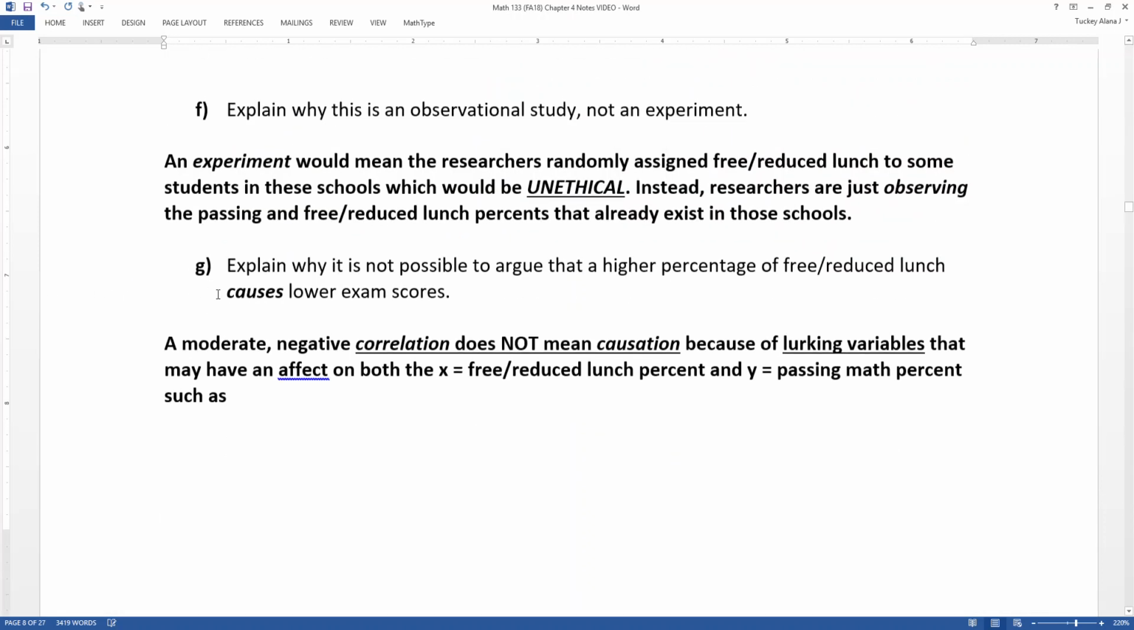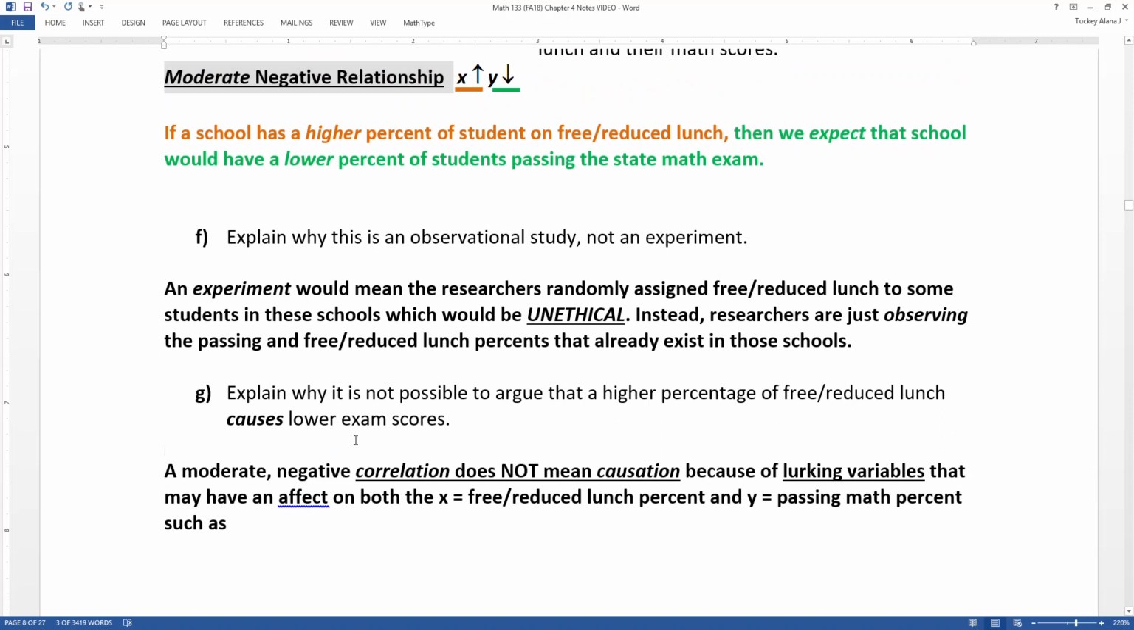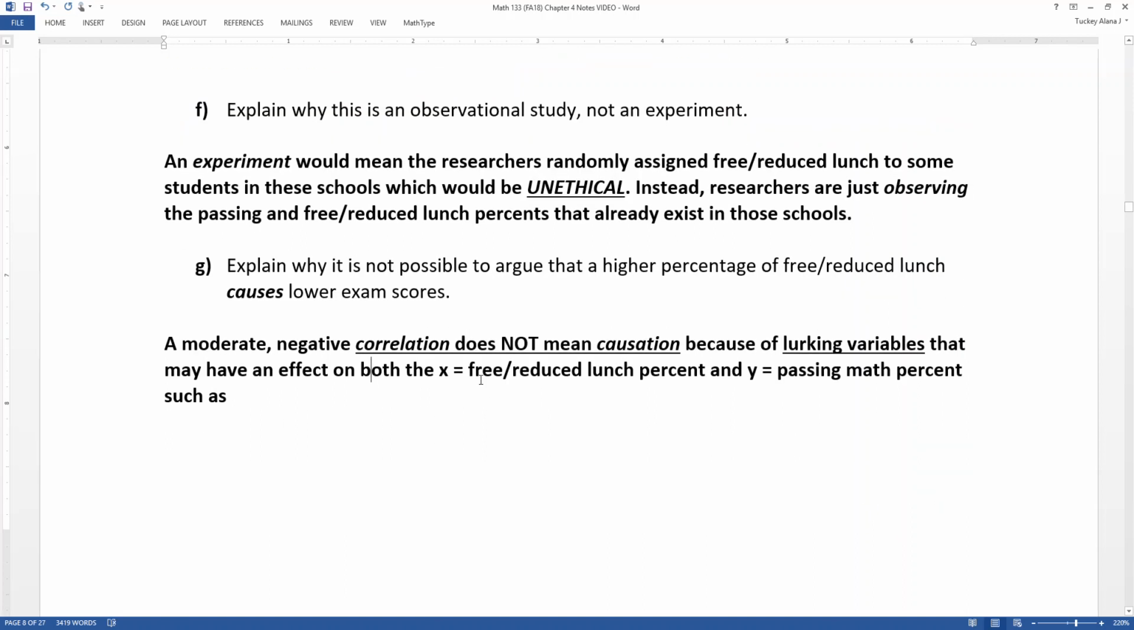All right, so you've probably heard this in science class or another math class somewhere, but we'll say it again. Having a moderate negative relationship, a moderate negative correlation, which is what we do have, but it's true for any correlation, does not mean causation, right? You wouldn't mean it even if it was strong, right? So correlation does not mean causation. And that's because there are things called lurking variables, which you hopefully learned about in section 1.2. They're variables that have an effect on both the x and y variables.